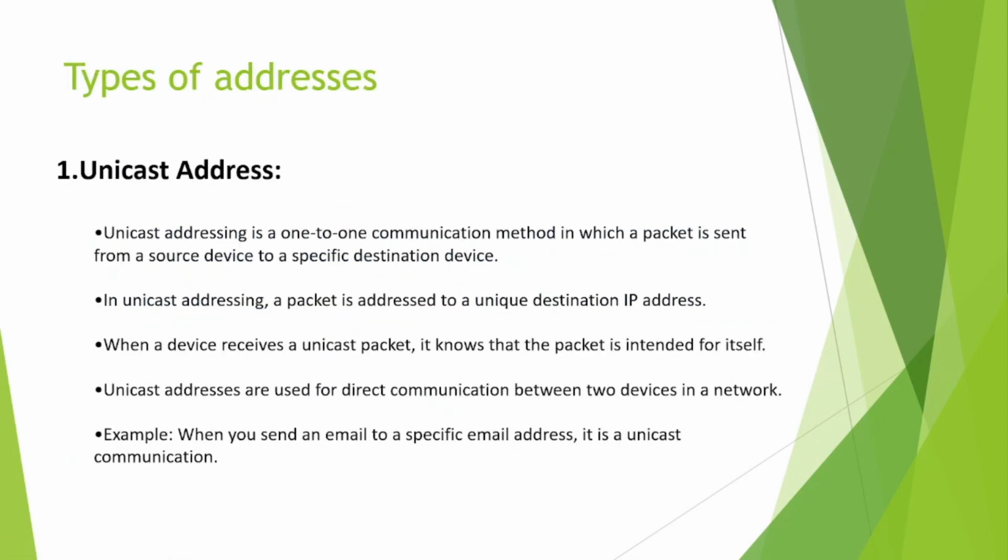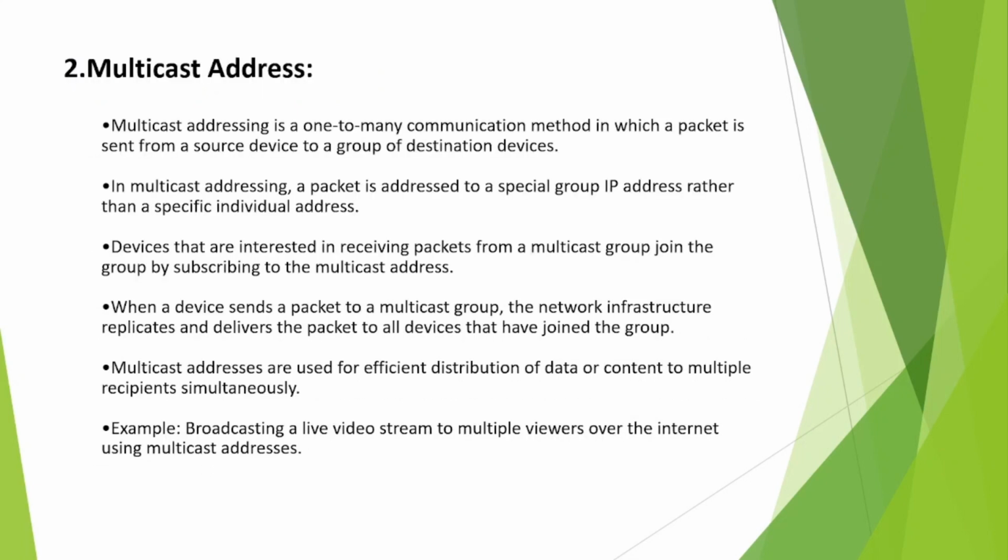Now, types of addresses. There are basically two types of addresses which we'll be seeing in our program: first is unicast address and the second is multicast address. Unicast address is a one-to-one communication method in which a packet is sent from a source device to a specific destination device. It means the packet is addressed to a unique destination IP address. For example, when you send an email to a specific email address, it is a unicast communication.